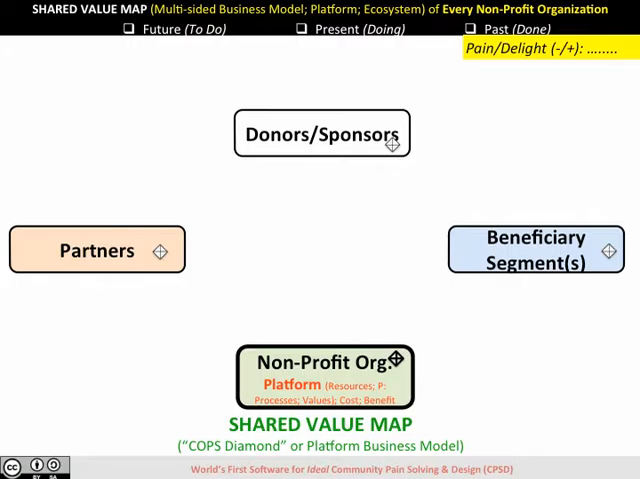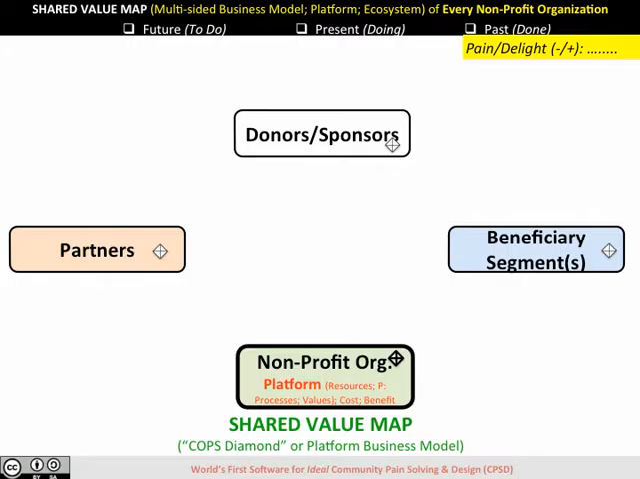So for customers, they are called beneficiaries or the beneficiary segment, and for other parties, we are more specific and we call them donors or sponsors. And then suppliers are usually referred to as partners.